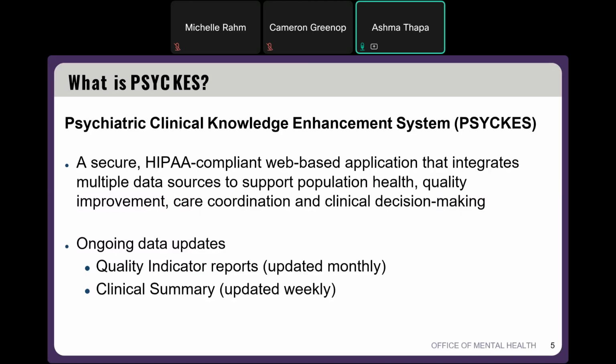So what is PSYCKES? PSYCKES stands for the Psychiatric Clinical Knowledge Enhancement System. This is a secure and HIPAA-compliant online application for sharing Medicaid claims and encounter data, as well as data from other state administrative databases. Our PSYCKES application is designed to support data-driven clinical decision-making, care coordination, and quality improvement. Please note that in PSYCKES, we have ongoing data updates. So the data in the quality indicator reports are updated on a monthly basis, whereas the client-level clinical summary is updated on a weekly basis.